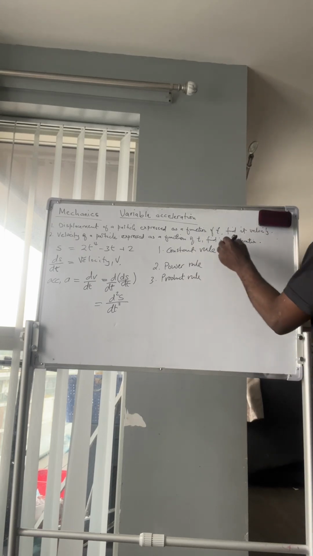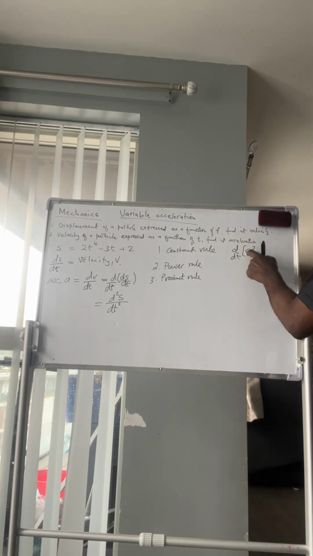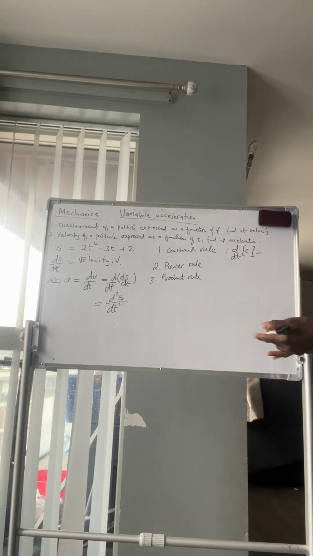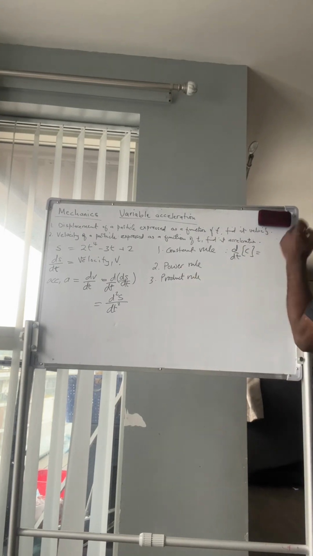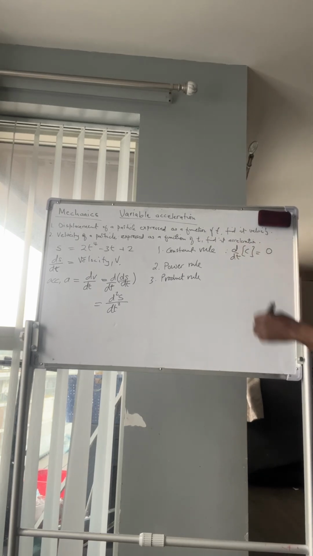Constant rule. If you are given this function, d dt, and it's a constant here. This is a constant, it means it's just a number you are given. 5, 10, 15, 20, 1, 2, 3. So, when you differentiate that number, you get 0.